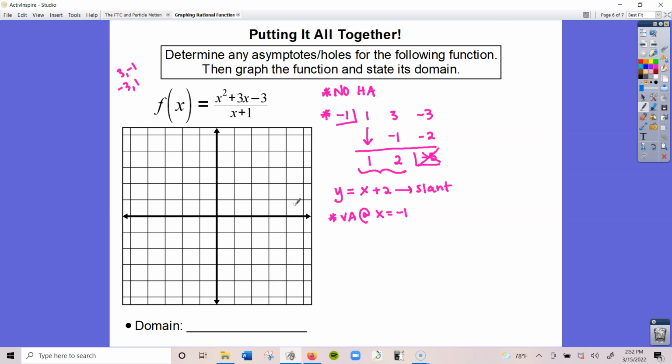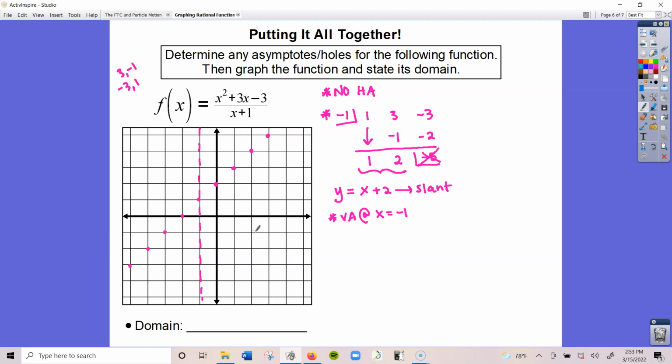So I'm going to put my asymptotes now on this graph. So we have the vertical at x is equal to -1, and then we have the slant at x plus 2. So 2 being the y-intercept, which is right here. And then I'm going to go up 1, right 1, because my slope is 1. So I'm just going to extend that all the way across the graph.